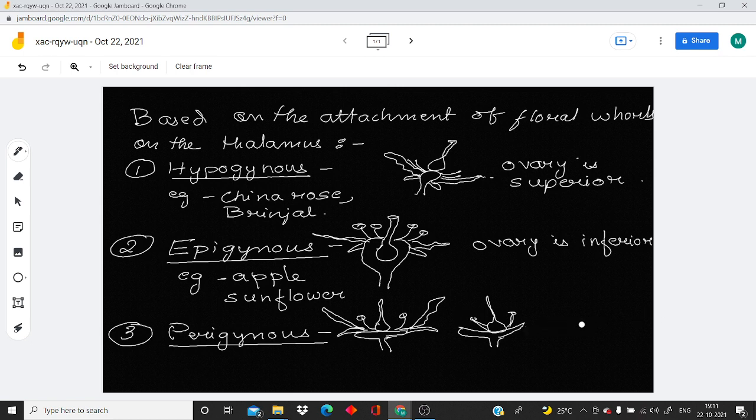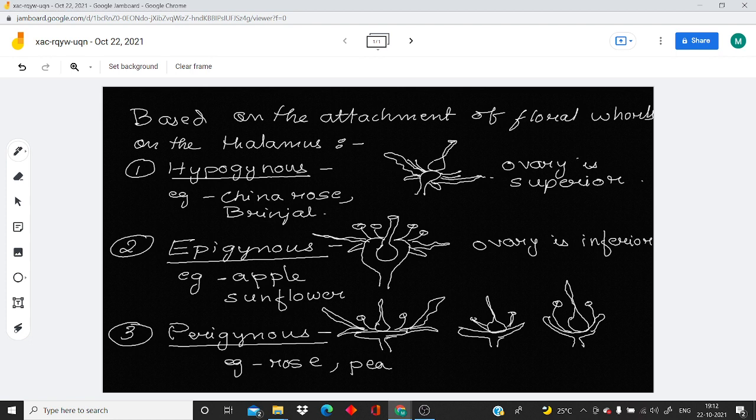Also in rose, what happens? The thalamus looks a little more cup shaped, and the ovary is like this. But still it is taken as perigynous only, because the stamen and the ovary are quite at the same position. So even if it is a little bit cup shaped, it will be taken as perigynous. Examples, as I already said, rose, then pea plant.